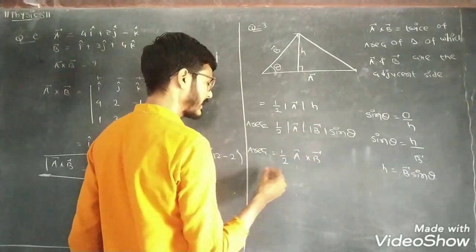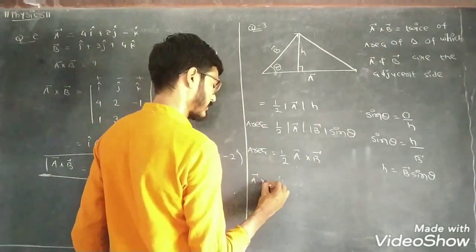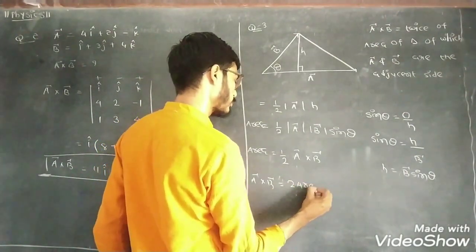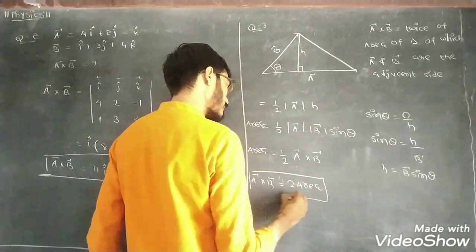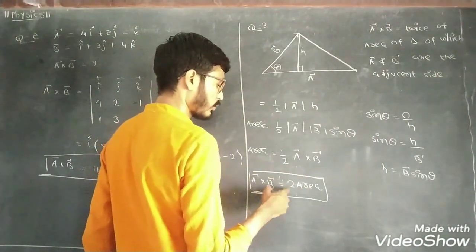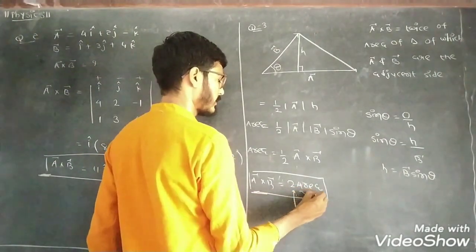If we take A cross B on one side, then we get 2 in multiplication, so 2 into area. Hence we prove that the value of the vector product is always twice the area.